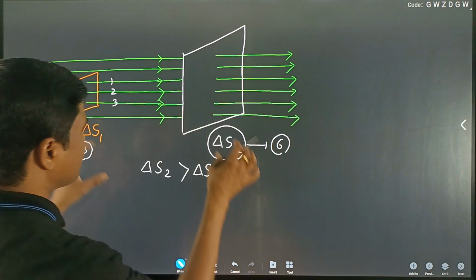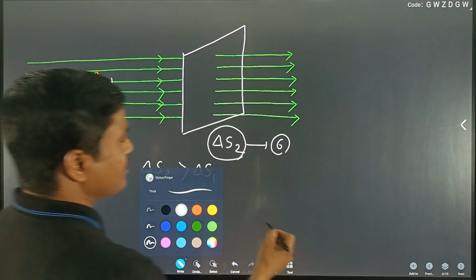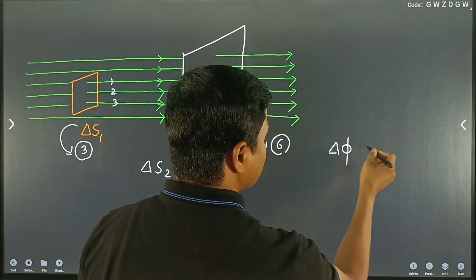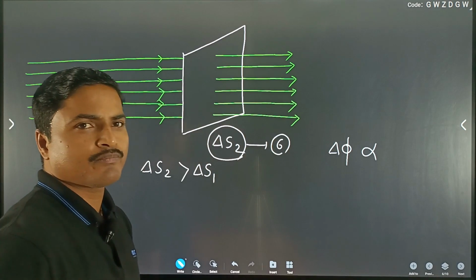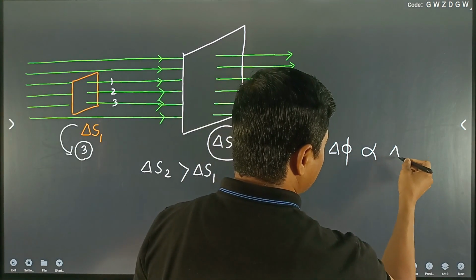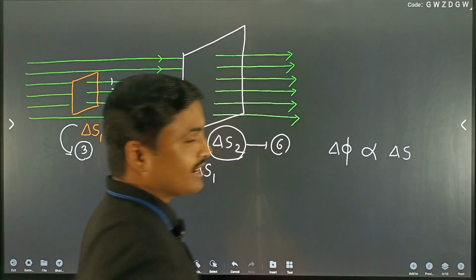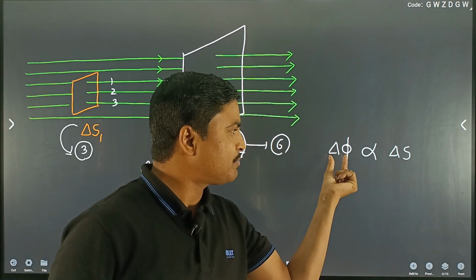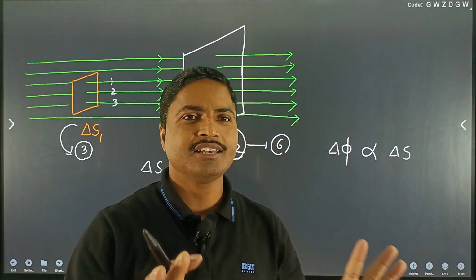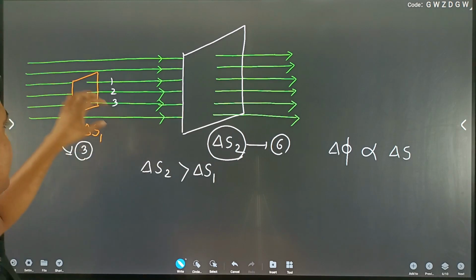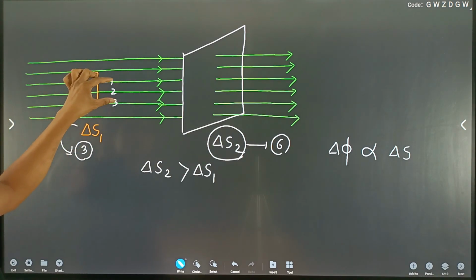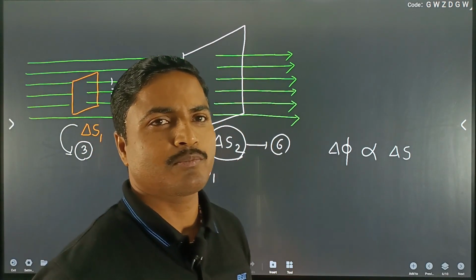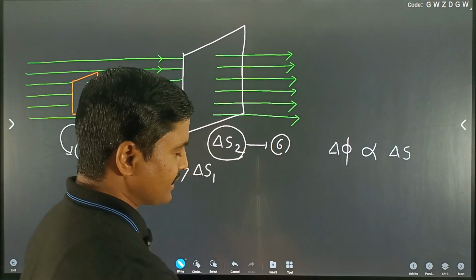So from this figure, we write finally flux, here flux is also small, we write that is del phi. Del phi depends upon the surface area, that is del S. If we increase the area, the number of field lines crossing through this area is also gradually increased, just like this, because here total number of field lines crossing is 3, here total number of field lines crossing is equal to 6. Clear? Another case, second case.